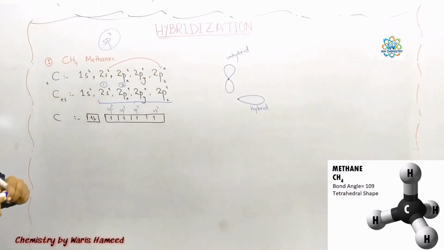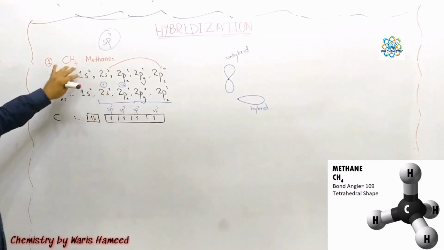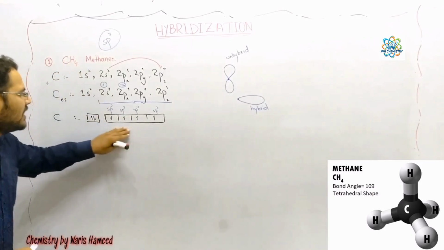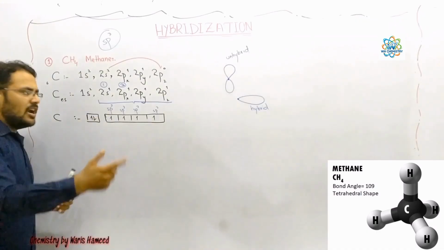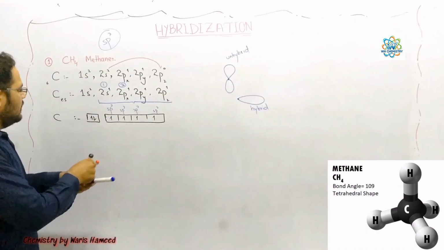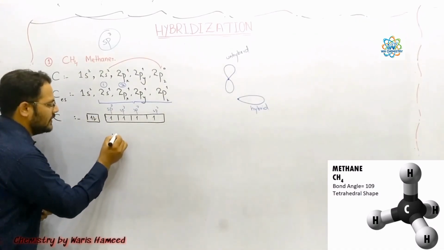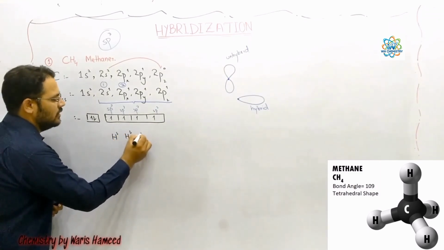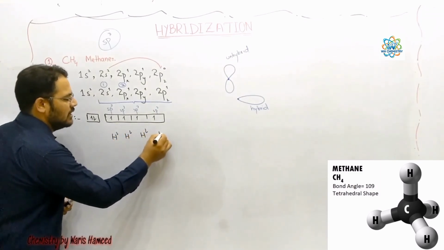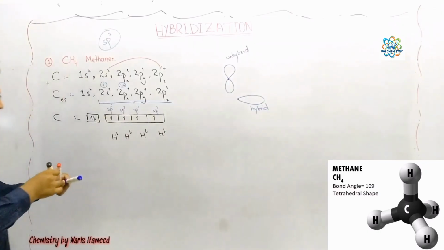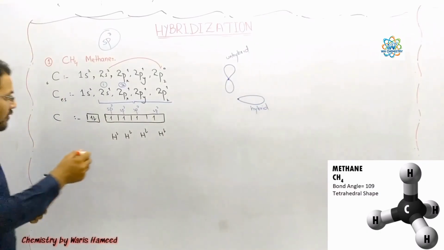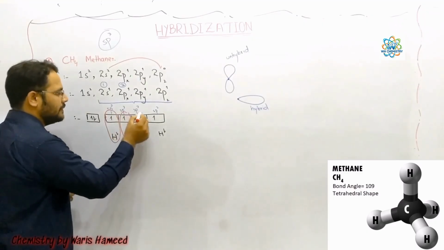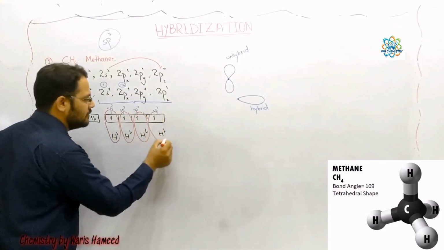Now moving to our next step: the other atoms making bonds with the central atom will overlap with these hybrid orbitals. In this case, each hydrogen has one electron, and these hydrogens will overlap with these sp3 hybrid orbitals.